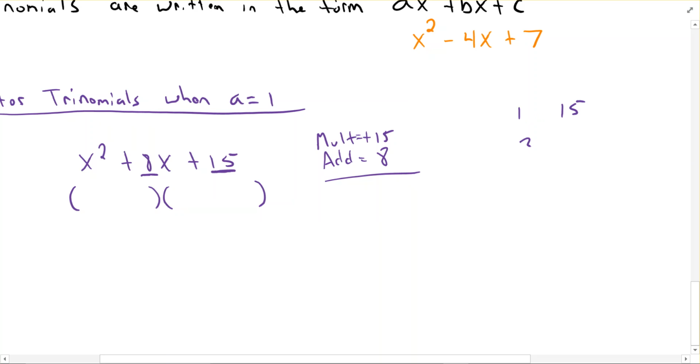What about the numbers 3 and 5? Well, that's looking promising, right? They both multiply to 15, and if you add them together with positive signs, they would get you to 8 as well.